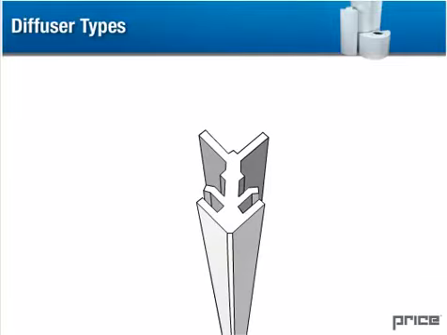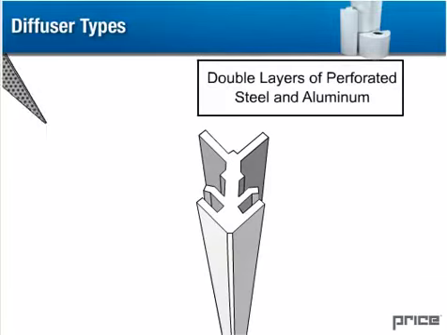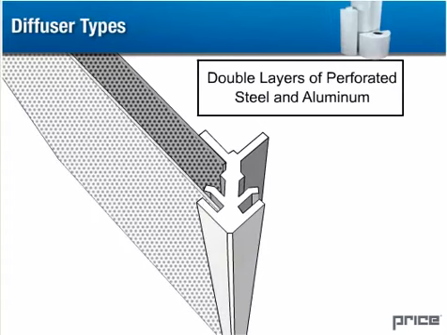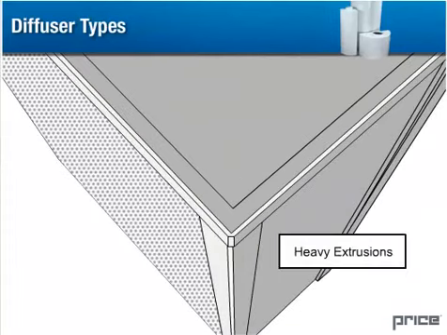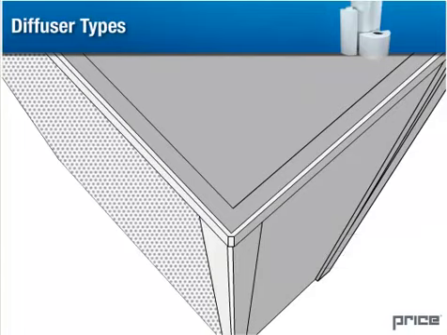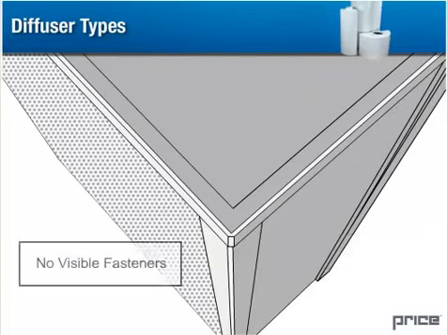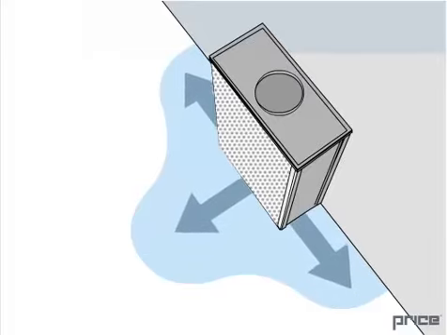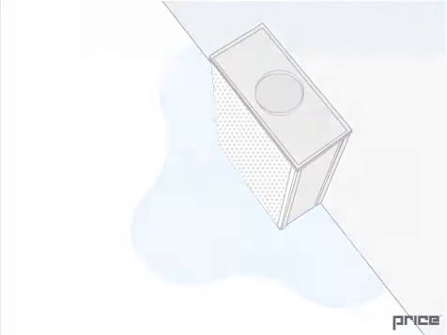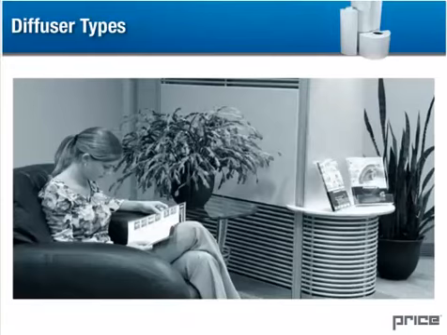All of Price's diffusers employ double layers of perforated steel and aluminum to provide a uniform face velocity. Heavy extrusions hold the face and side panels together tightly, eliminating the need for visible fasteners and resisting damage from everyday activities. Regardless of what family they're in, these high-performance units are designed to supply any size room comfortably while being discreet and able to match any decor.